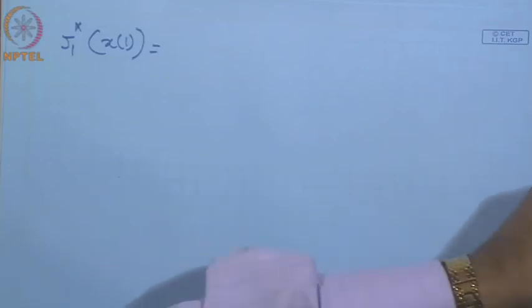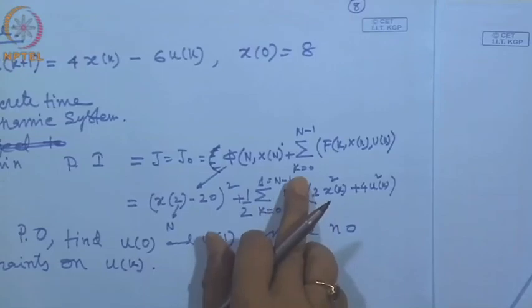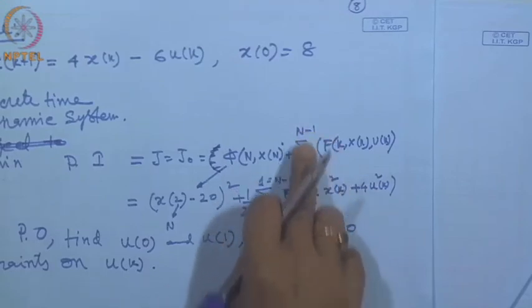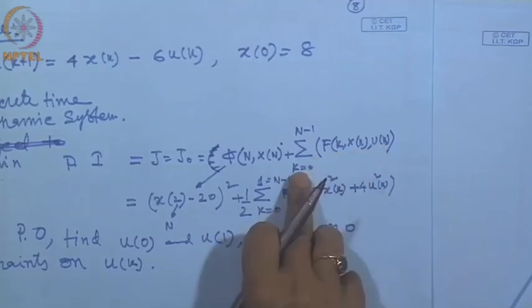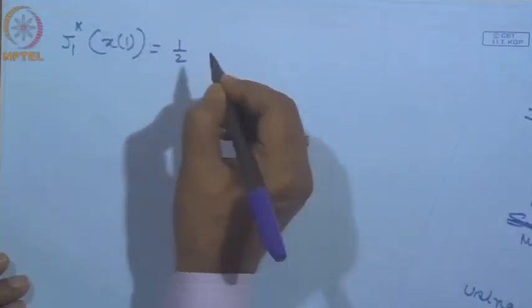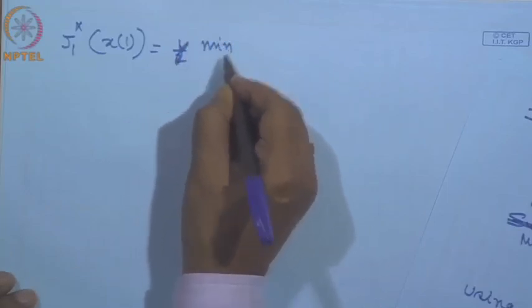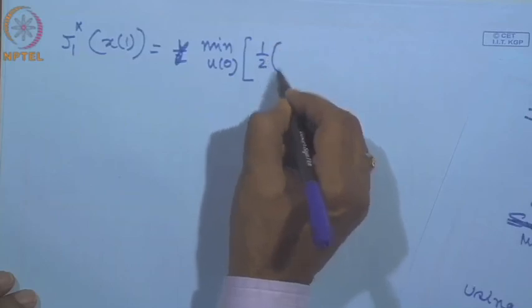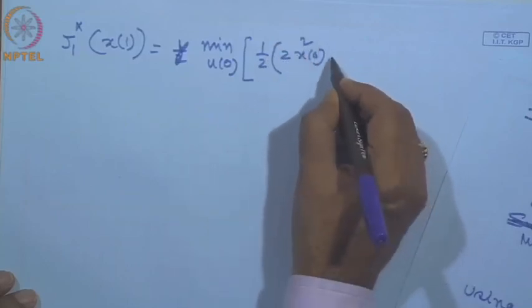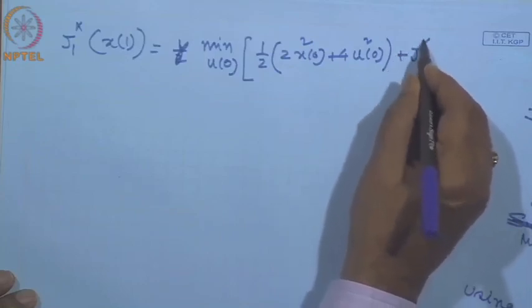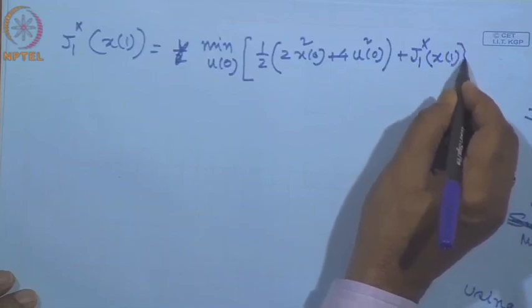You see our basic expression for this. Now k is equal to 0, n is equal to 2, so k is equal to 0, f of 0, x of 0, u0, then f of 1, x of 1, u1. That cost we have calculated backward. So, our expression will be the minimum over u of 0 of half twice x of 0 square plus 4 u of 0 square, plus j1 star of x of 1. What is j1 star of x1?